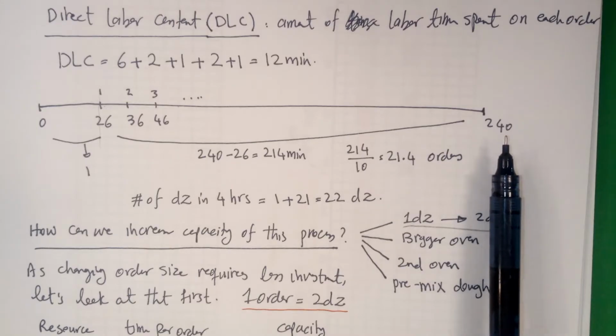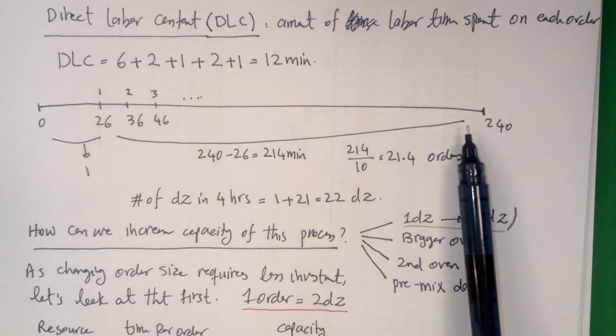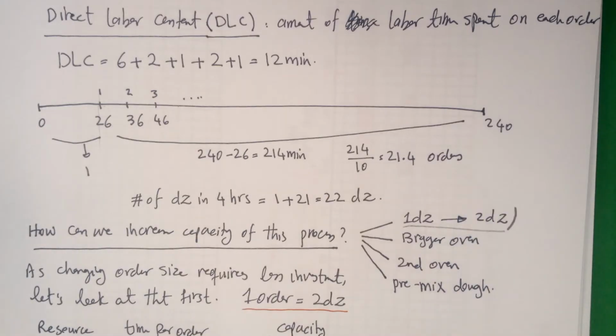Every 10 minutes, you are producing one unit. So in this part, from minute 26 on, you are going to produce 21.4 orders. You cannot sell 21.4 orders, so I'm going to round that down to 21. And I've produced one in the first 26 minutes. That's going to bring me all the way to 22 orders, right?